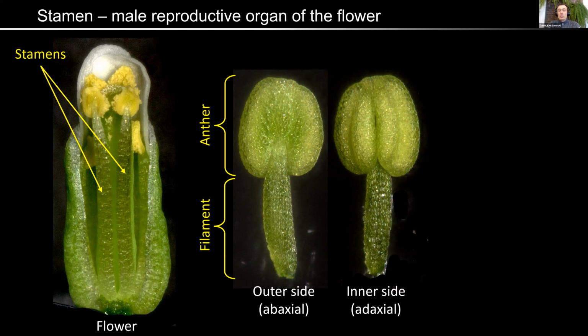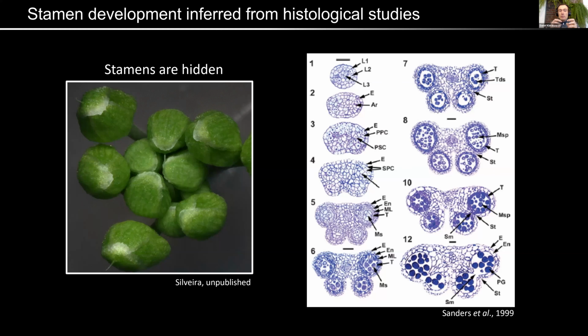Until now, stamen development has been basically inferred from fixed tissues. People were using histological sections to understand how those cells are working together in order to create the forms that we see. And the reason for this is that the entire development of the stamen is hidden inside the floral bud. So we don't have easy access for confocal imaging. So how can we look at the stamen development with confocal imaging if this is hidden?